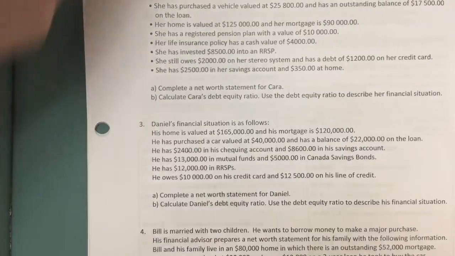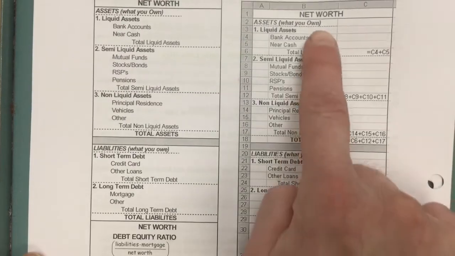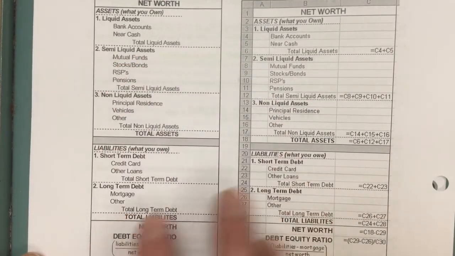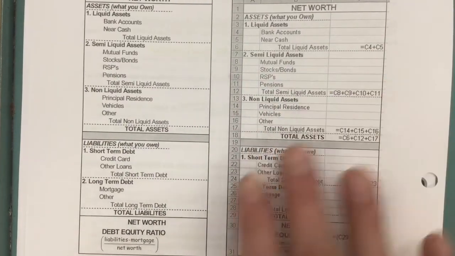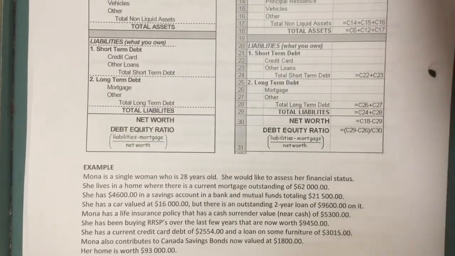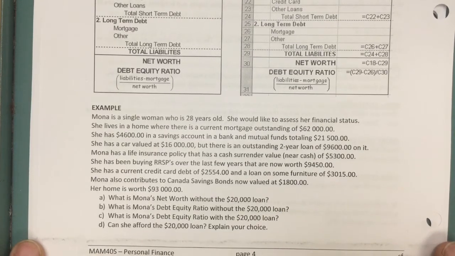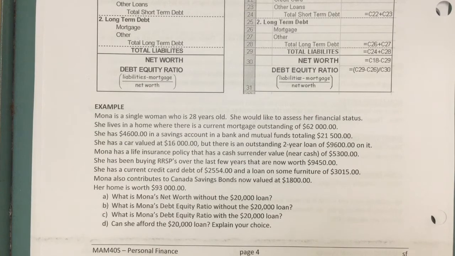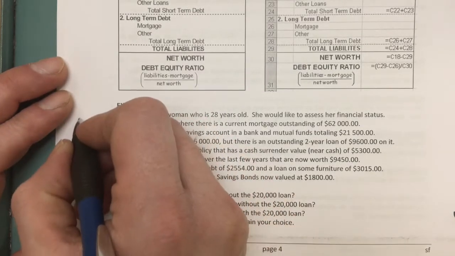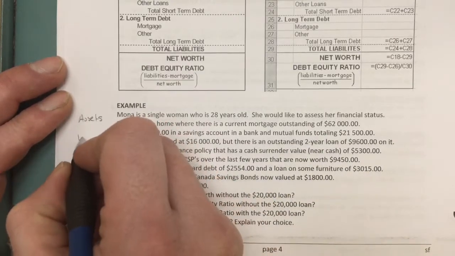So going to the next page, you will see that there is a spreadsheet and this is how it is laid out. You can set this up on a spreadsheet if you would like, but you don't have to. You can do this manually without the use of a spreadsheet, and that's what I will go through in this example here. Since the net worth is equal to the total assets minus the total liabilities, we will need to figure out what is an asset and what is a liability. A good way to do that is by identifying the numbers that you're given here as assets and as liabilities.